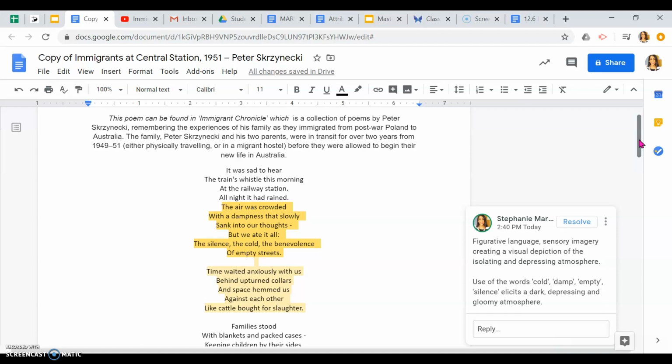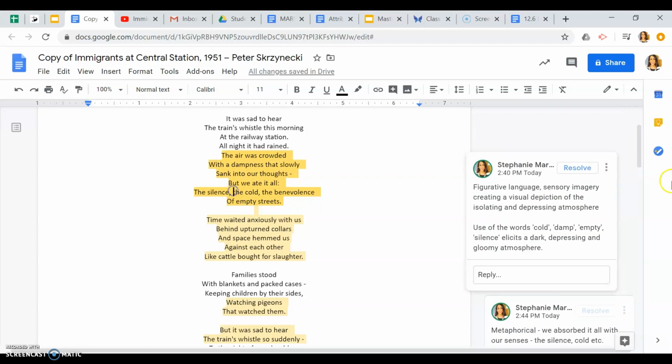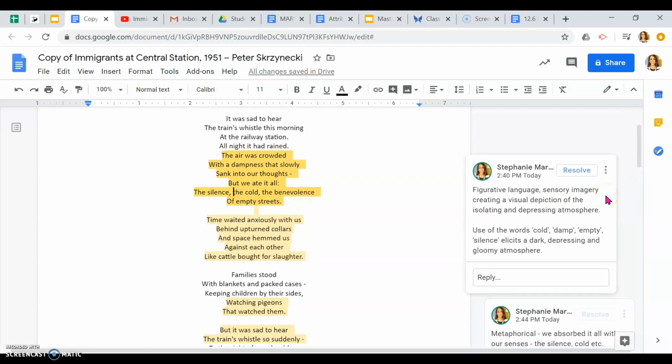So when we say sensory imagery, we're really talking about the fact that the imagery is appealing to our five senses, and it creates a visual depiction of the isolation that was evident and also the depressing atmosphere that it's created. So through the use of those words, we can see cold, damp as well, empty streets, the silence. That all elicits a dark and depressing and very gloomy atmosphere.